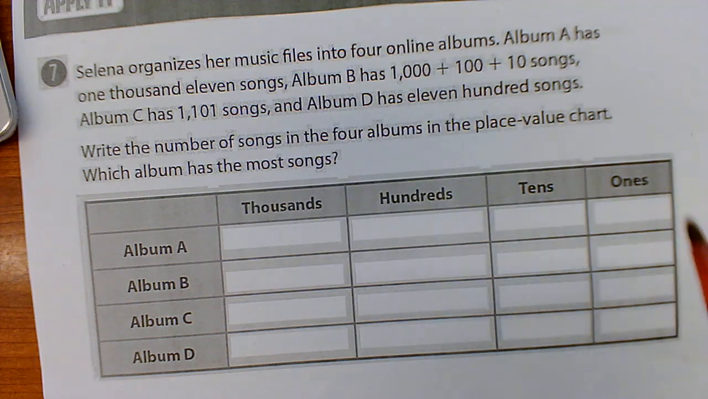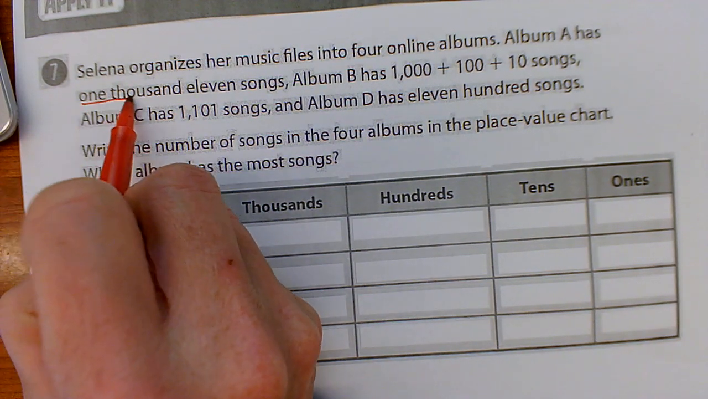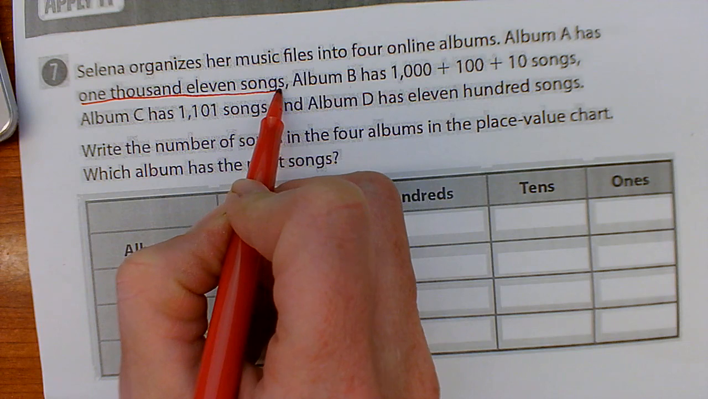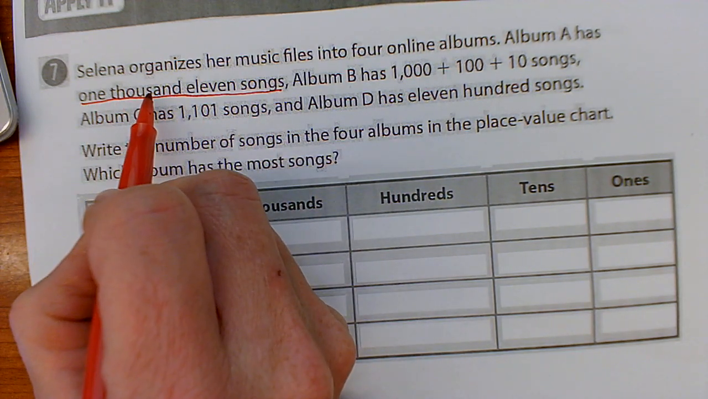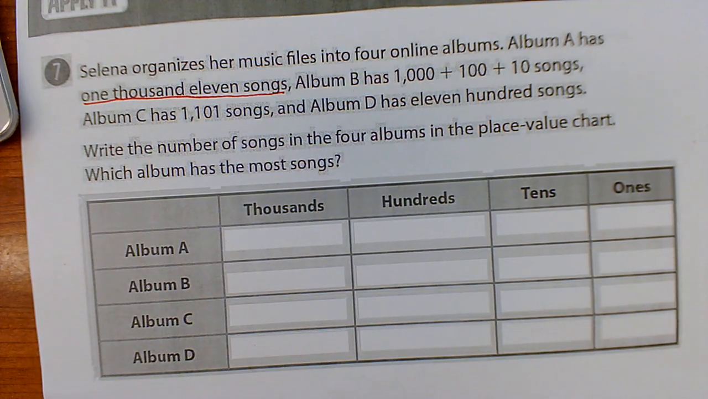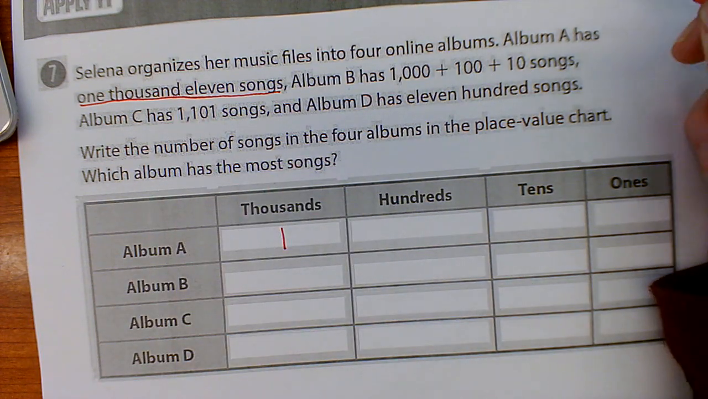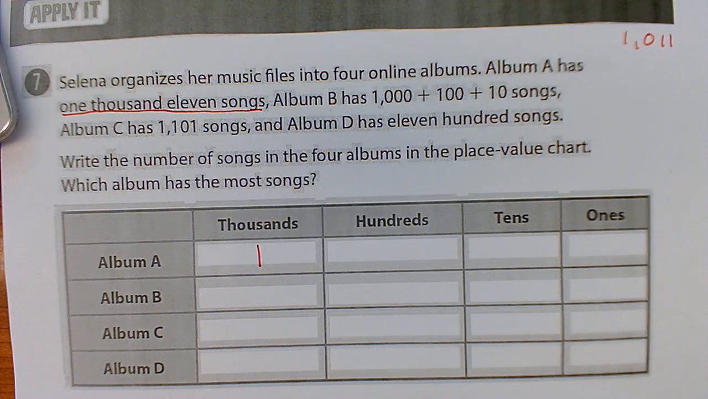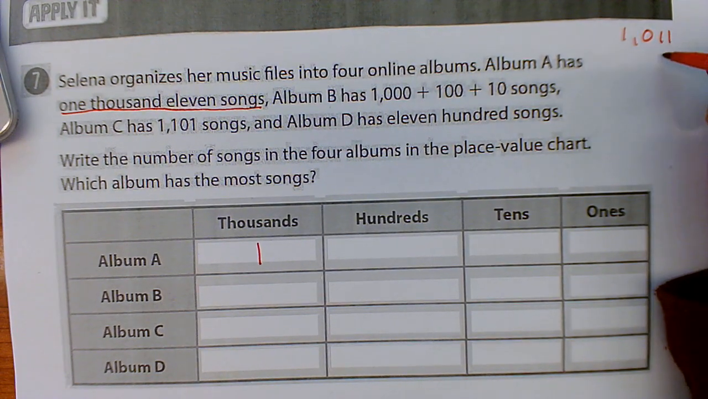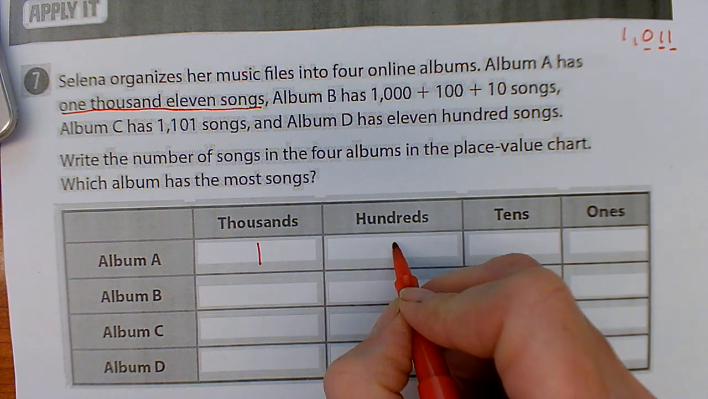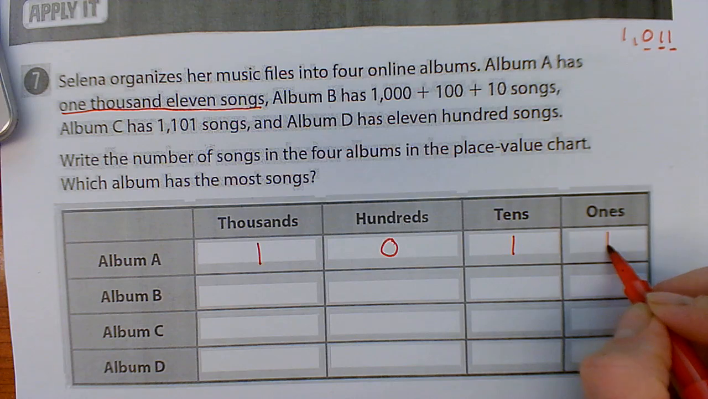So I'm going to start with album A, and this one has 1,011 songs. So it has 1,000, so I'm going to write 1,000. So here's our 1,000, so I'm going to put a 1 in the thousands, and then it has 11 songs. Well, 11, if I write 1,000, 11, you guys can barely see that. Remember that this is the 10s and this is the 1s, and my hundreds is going to have nothing. So I'm going to put 0, 1, 1.